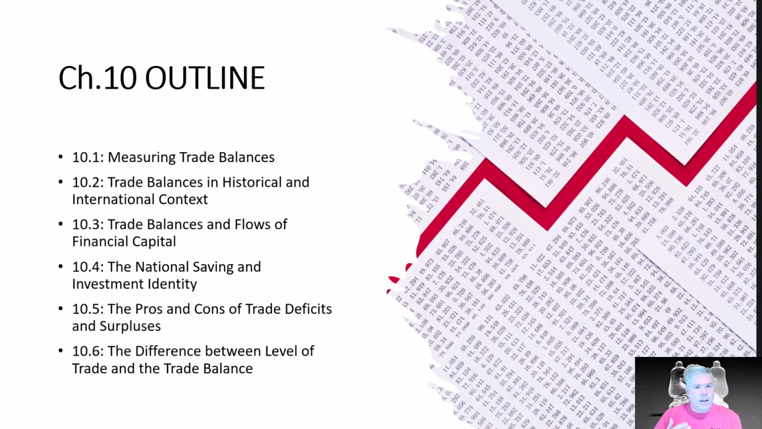There's 6 sections, but this is actually a relatively quick chapter. The first one is how we measure trade balance, so exports and imports, trade balances in historical and international context, trade balances and flows of international capital, the pros and cons of trade deficits and surpluses, and the difference between level of trade and the trade balance.